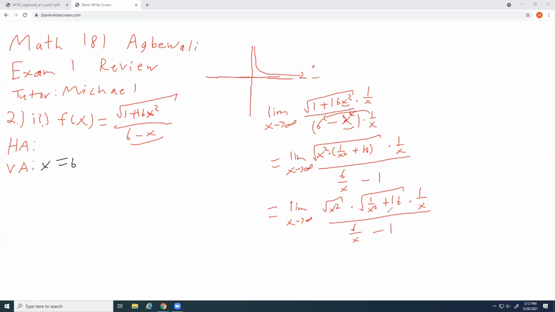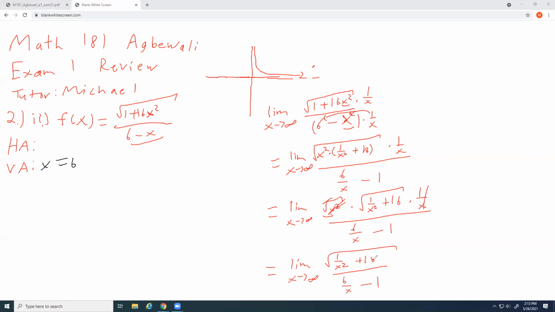All right, and then from here we can see, well, this first term, this root x squared, the root and the squared are going to cancel out, and we'll just be left with x. And then over here we have x and x. So x divided by x, that's just going to be 1. So all these are going to cancel. So we'll just be left with the limit as x approaches infinity of root 1 over x squared plus 16 divided by 6 over x minus 1.